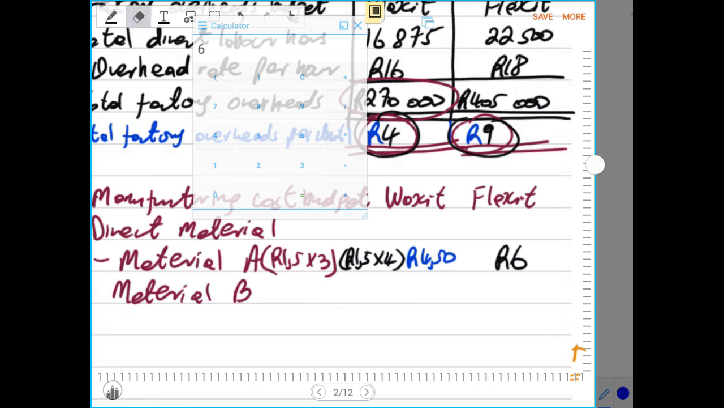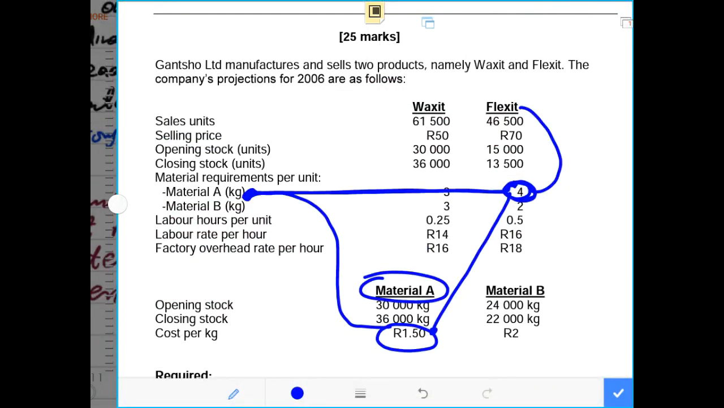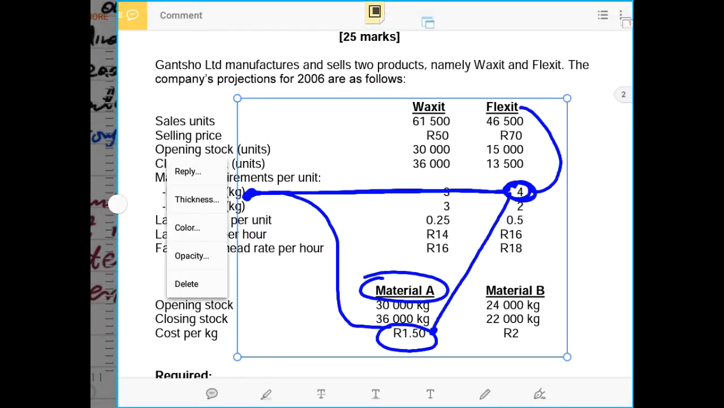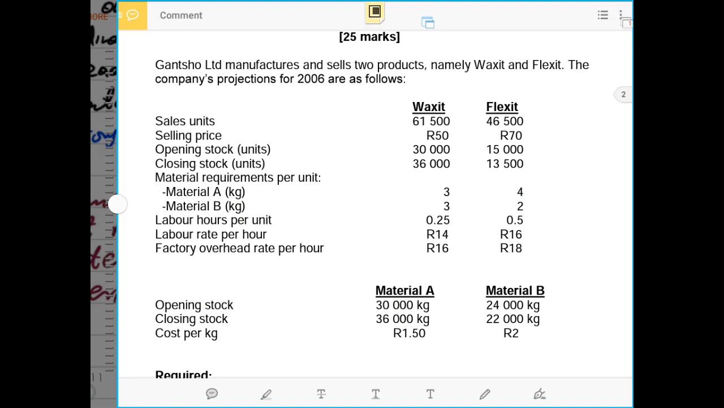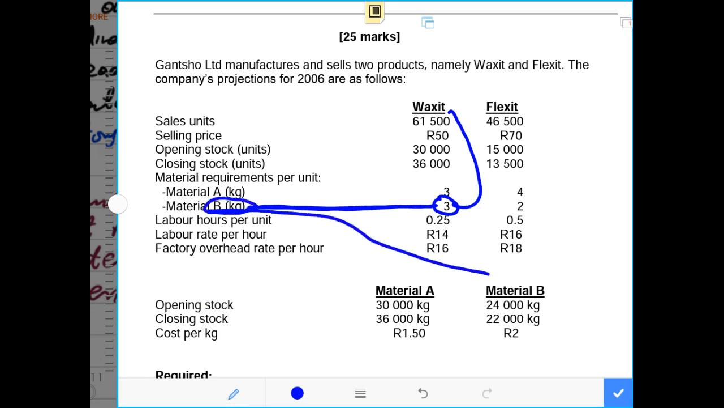Then now we go to material B. We open brackets, and we say how many kgs of material B are needed for product worksheet, and how many kgs of material B are needed for product flexit. So now here is material B, and we need 3 kgs of material B also to produce the product worksheet.